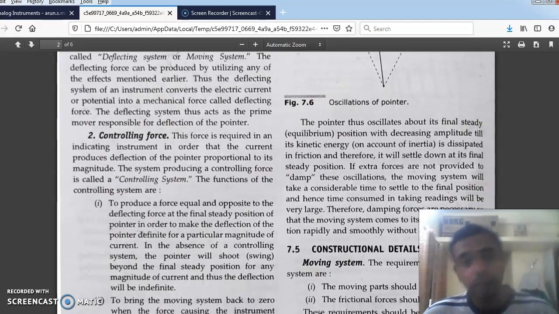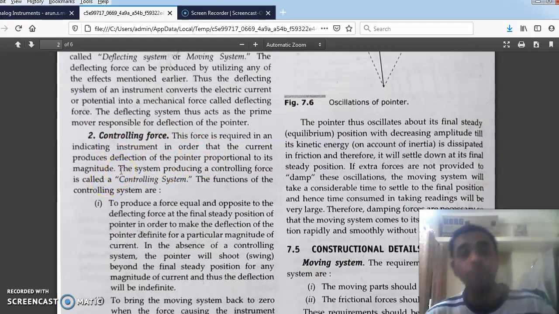The deflecting force will be there. The deflecting force may force the pointer to go beyond the 5 amps point on the scale. So who stops the pointer at the 5 amps point? It's the controlling force. The controlling force is required in an indicating instrument so that the current produces deflection of the pointer proportional to its magnitude.